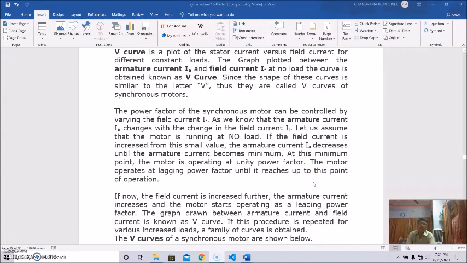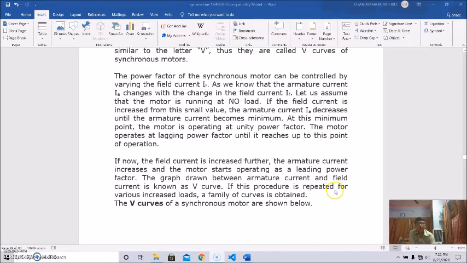The power factor of the synchronous motor can be controlled by varying the field current IF, as we know that the armature current IA changes with the change in the field current IF. If we assume the motor is running at no load, and the field current is increased from a small value, the armature current IA decreases until it becomes minimum, and at this minimum point the motor is operating at unity power factor, and the motor operates at lagging power factor until it reaches this point of operation.